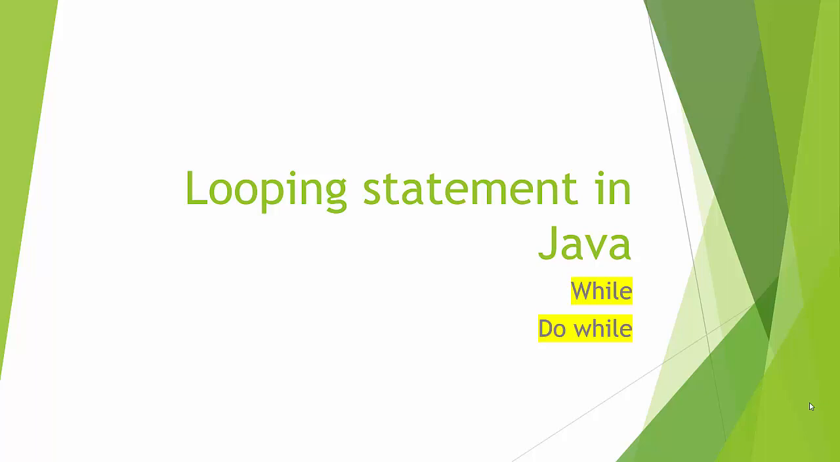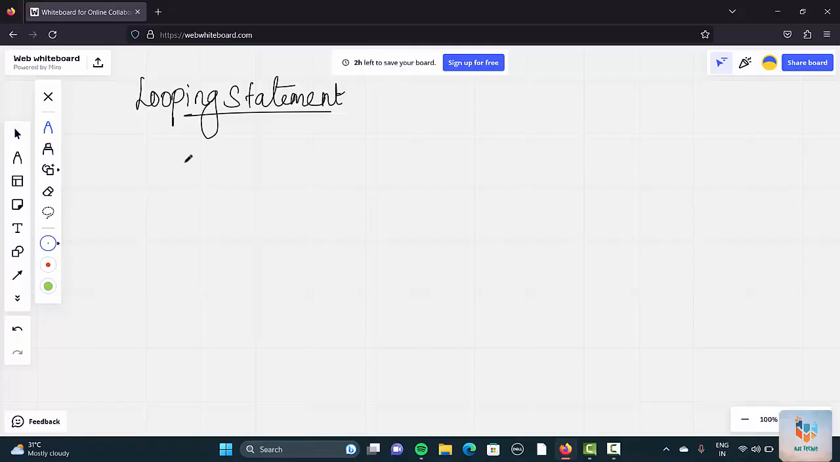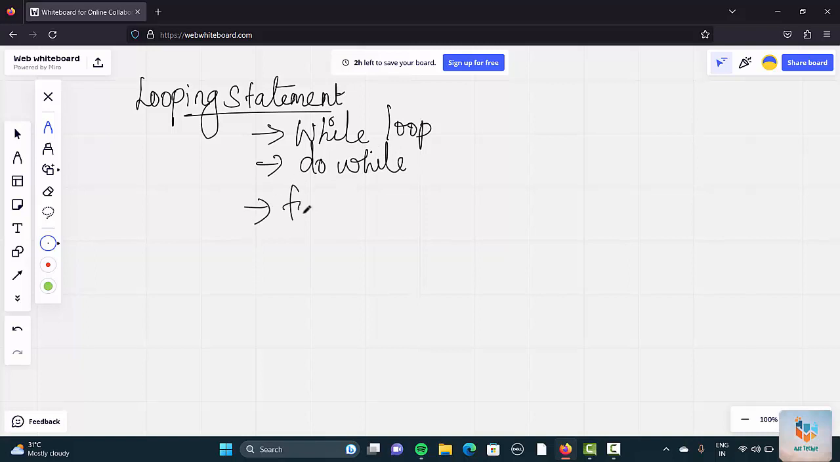Hi everyone. In this video we are going to see looping statements. In the previous video we saw what a decision statement is and how if and switch work. In looping statements we have different types: one is the while loop, another is the do while loop, and the next are the for and for each loops. So these are the four types of looping we are going to use.